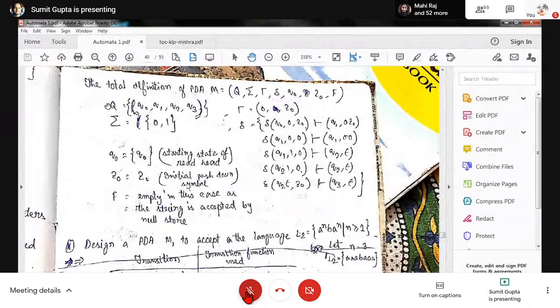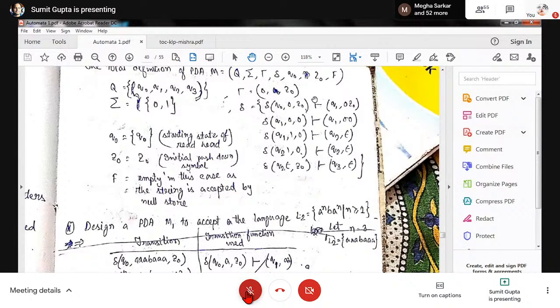So we have seen the formal definition of the PDA where we have defined all the transition functions and we have defined all the 7 different tuples. Q, sigma, Q0. This is basically the designing part.